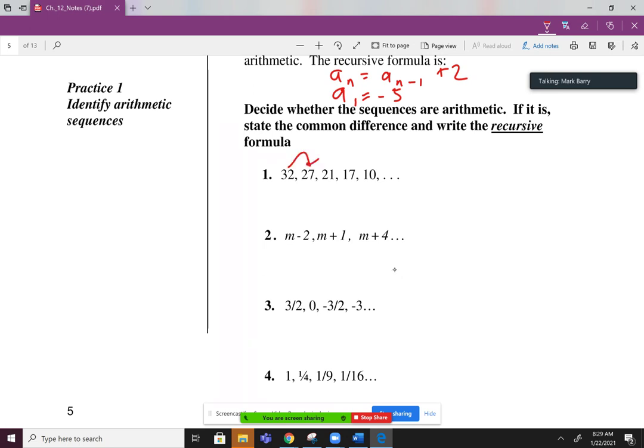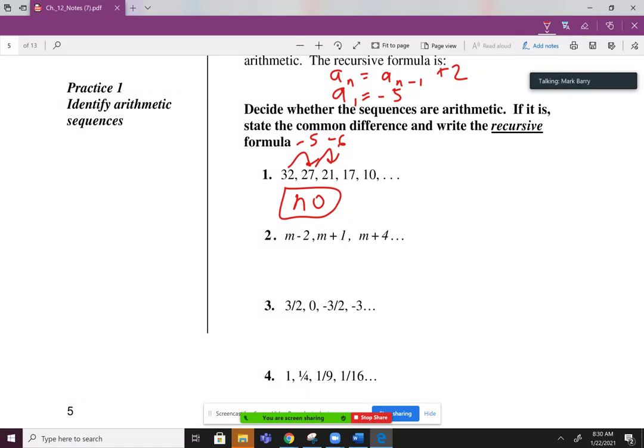So I see here it is -5, and then I have a -6. So already I can stop right there. I could keep going here. You'll notice that there's even different common differences as we keep going. But once you have two that are not the same, you can automatically just say, no, that is not arithmetic, okay? That difference is not constant.